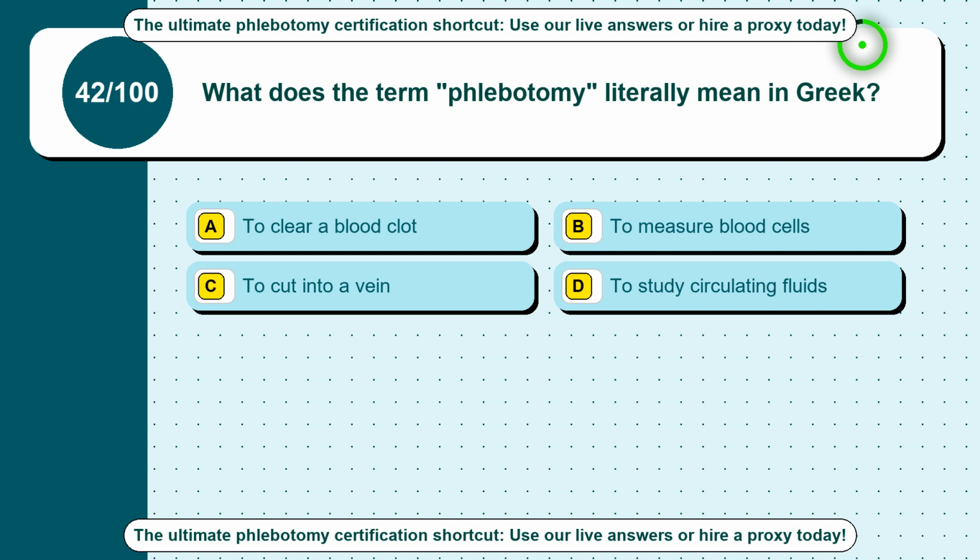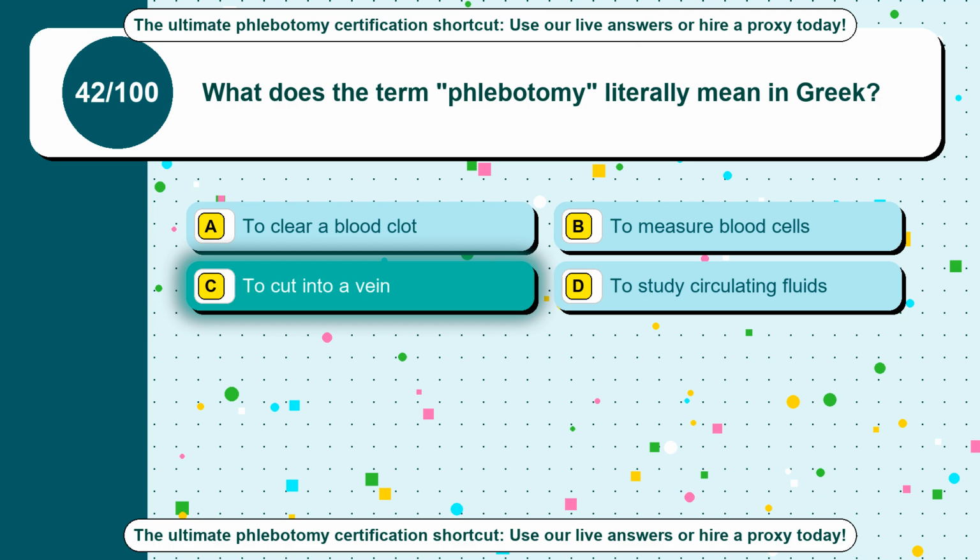Question 42. What does the term phlebotomy literally mean in Greek? Option A. To clear a blood clot. Option B. To measure blood cells. Option C. To cut into a vein. Option D. To study circulating fluids.